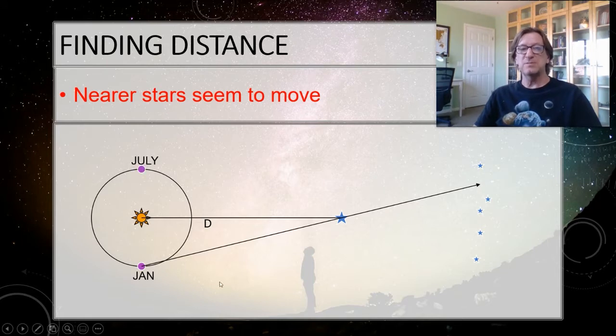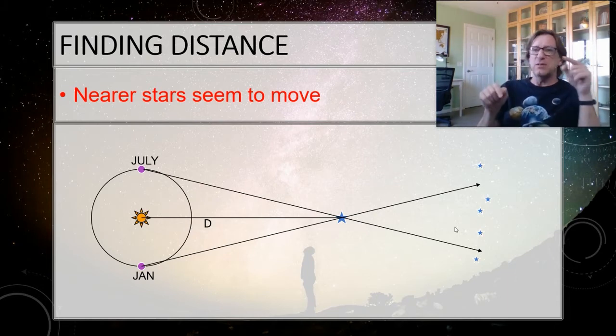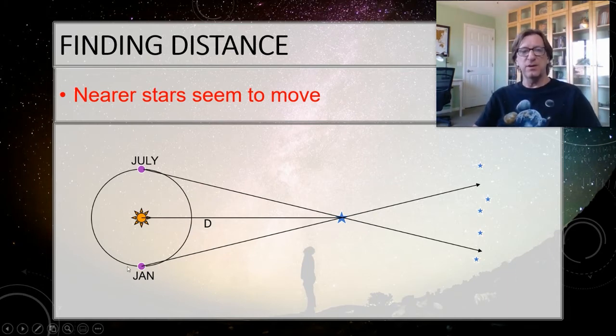6 months later, in July, I'll take another picture. Now the star seems to be over here. So it'll seem to have shifted, just like your finger seemed to shift. You didn't actually move your finger. It's just you were looking at it from a different angle. Well, here we're looking at it from the entire width of the Earth's orbit.